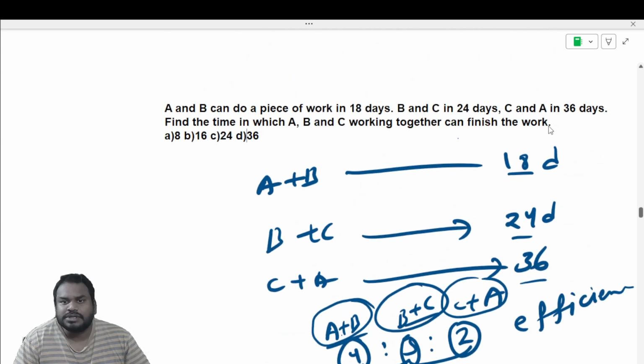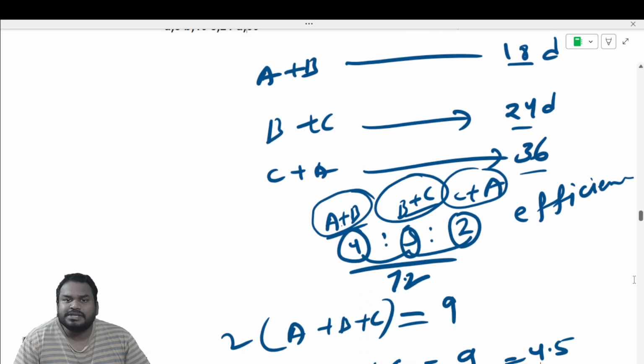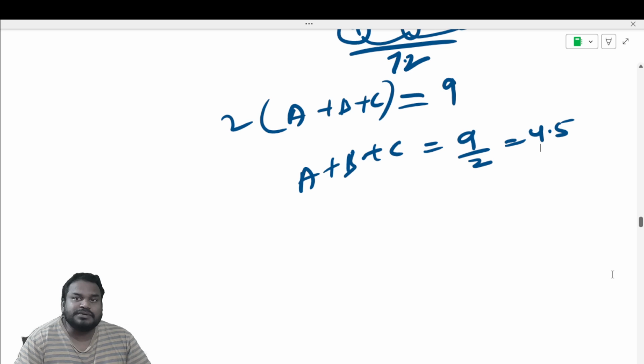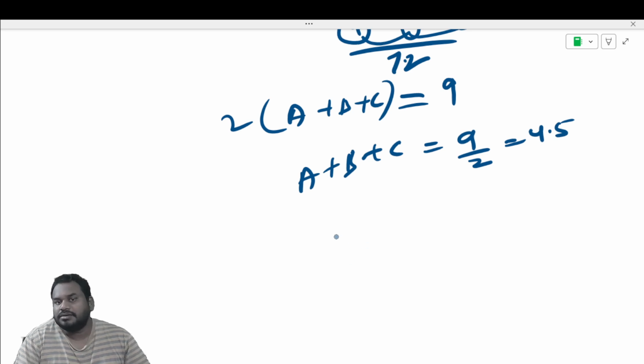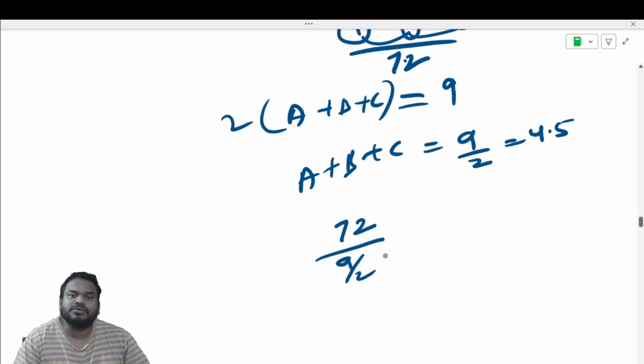Working together, can finish the work, you need. See, if A, B, C combinedly work, then how many days will they take? It means 72 parts of work should be done divided by 9 by 2. I'm not taking 4.5 in order to simplify this. Then this will become 72 into 2 by 9.